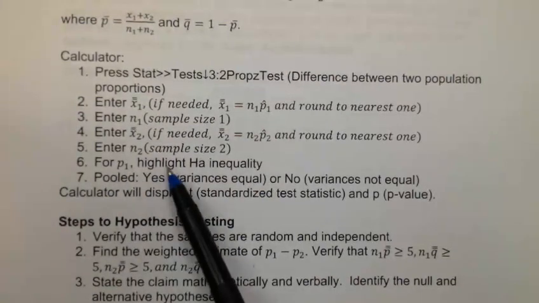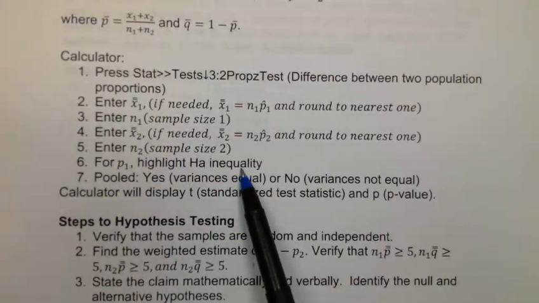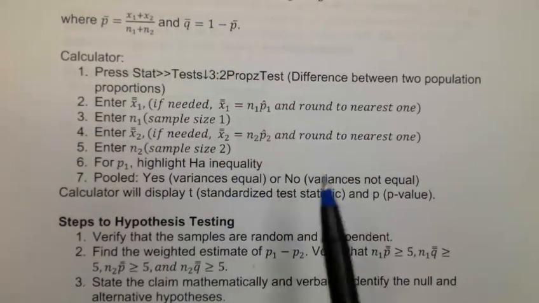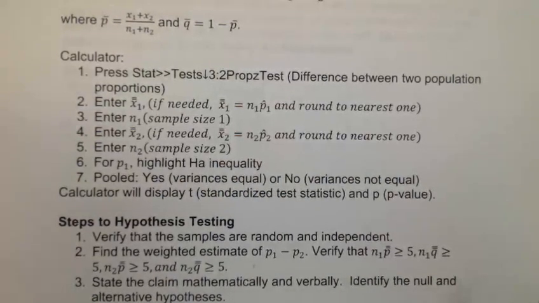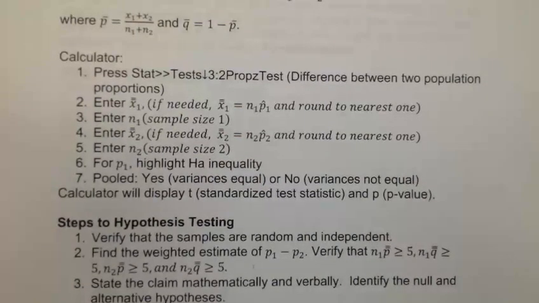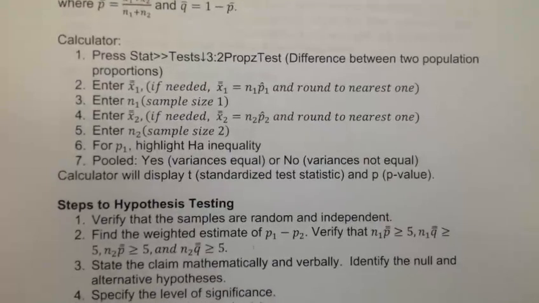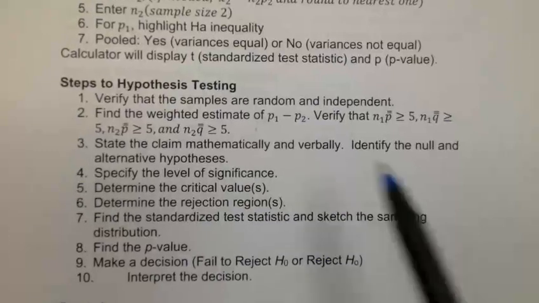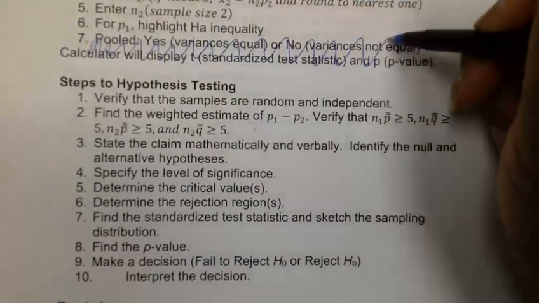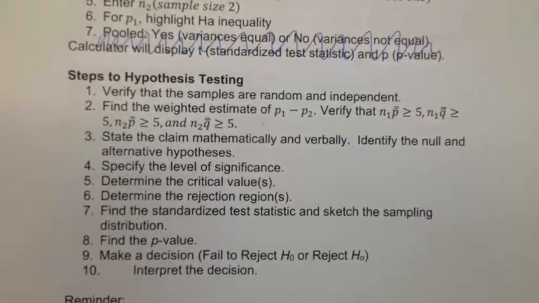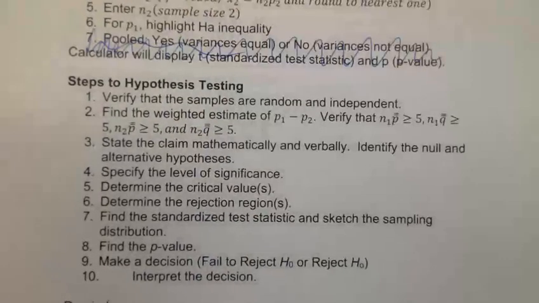And then for p1, highlight the HA inequality. Actually, the pooled option is for another section, so just delete that.